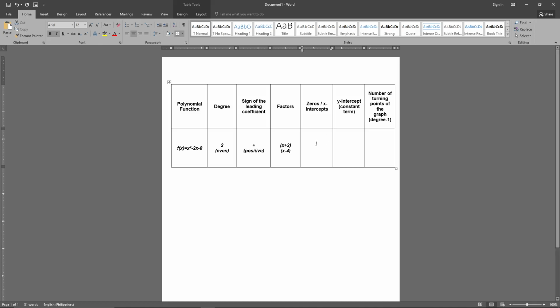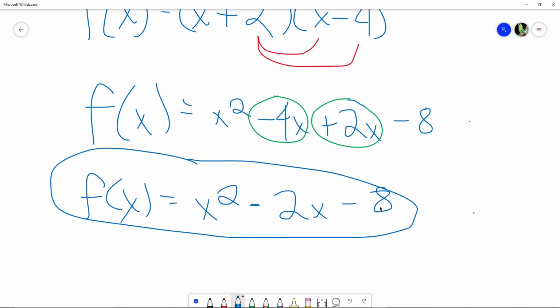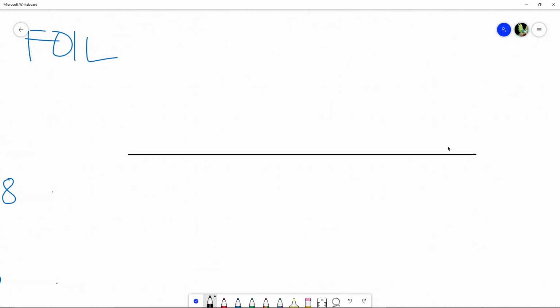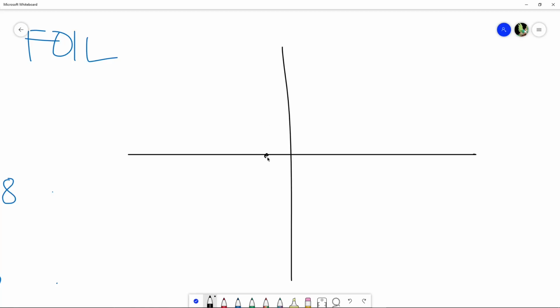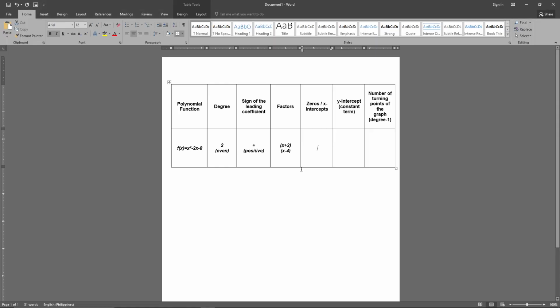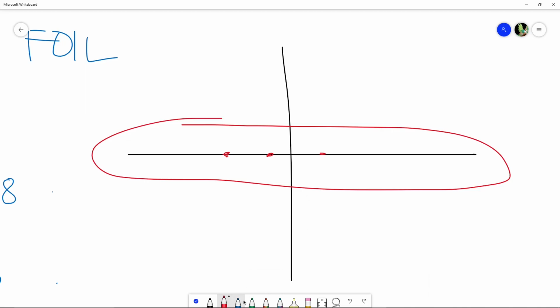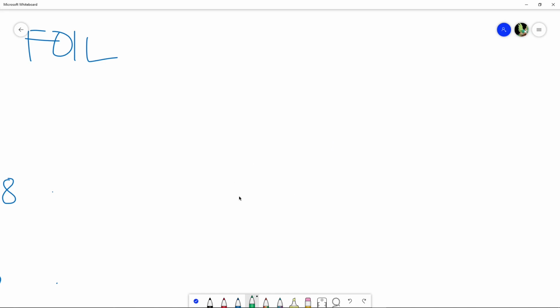Now we're going to find our zeros, or our x-intercepts, and our y-intercepts along the way. Take note, when we talk about x-intercepts, we're talking about the points in the Cartesian plane where our graph intersects the x-axis, while our y-intercept is the point where our graph crosses the y-axis. So take note of that.